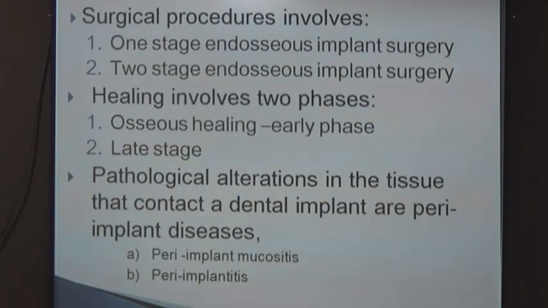Surgical procedures involve one-stage endosseous implant surgery and two-stage endosseous implant surgery. Healing involves 2 phases: osseous healing, the early phase, and a late phase. Remember, healing in implants involves 2 phases. They ask this in MCQ. Similarly, pathological alterations include peri-implant mucositis and peri-implantitis.